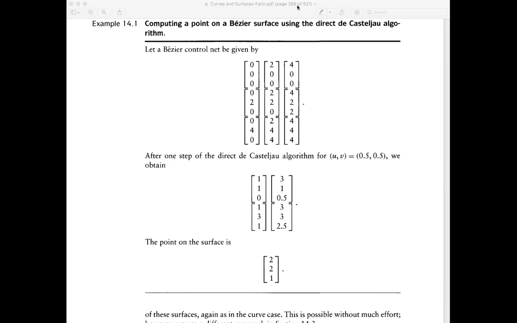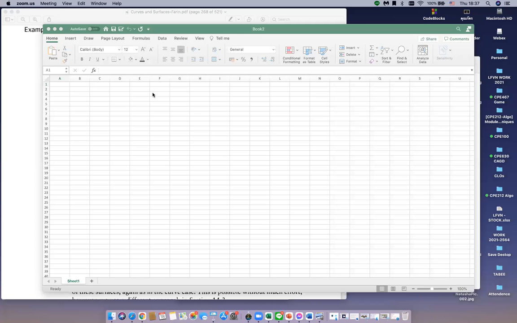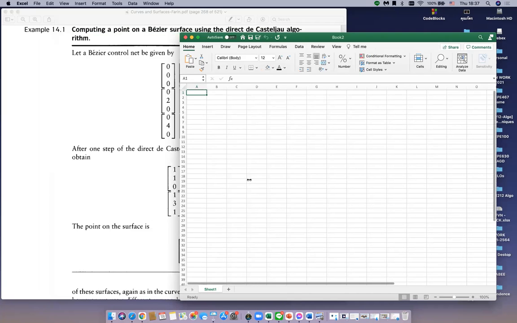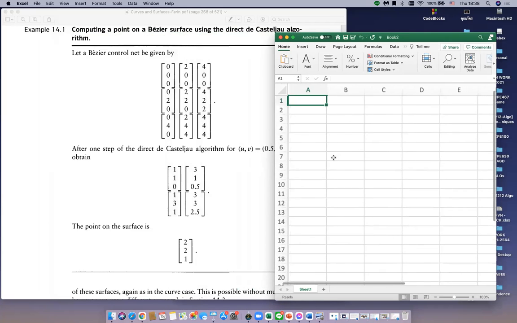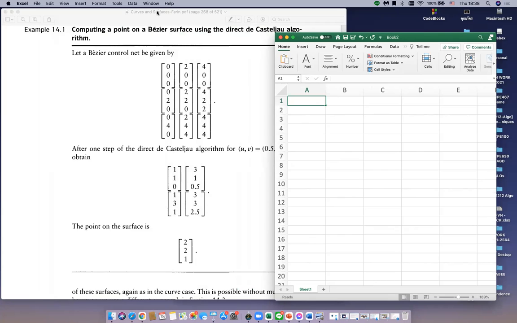Okay, in order to do this, I have to share my screen. Can you see my Excel? Okay, right. So I will start from 0, 0, 0, 2, 2, 0, 0. And then because we need to interpolate 4 points at a time, 0, 0, 0, 2, 0, and then 2, 2, 0.